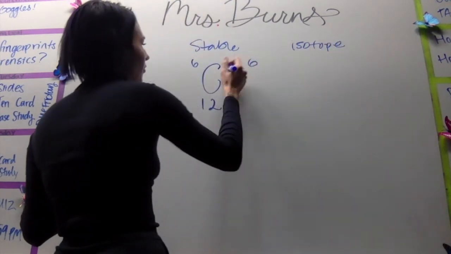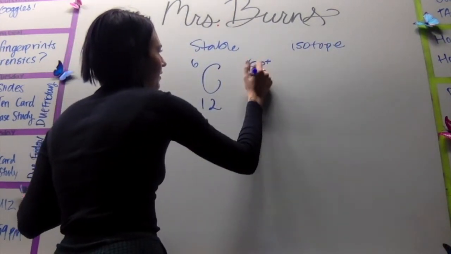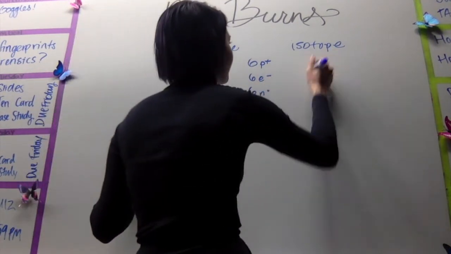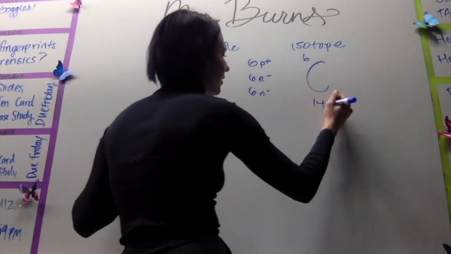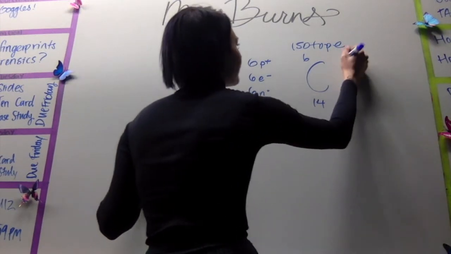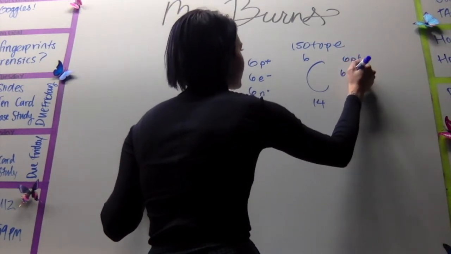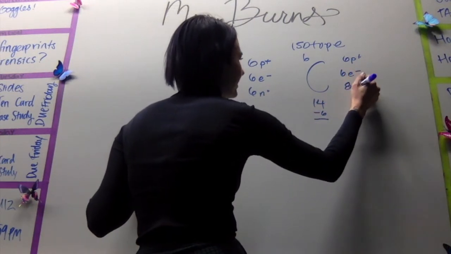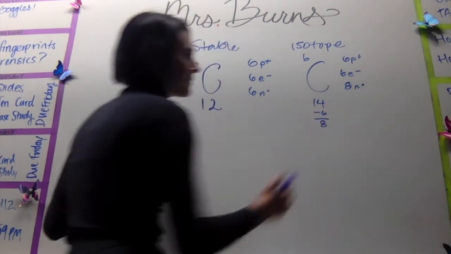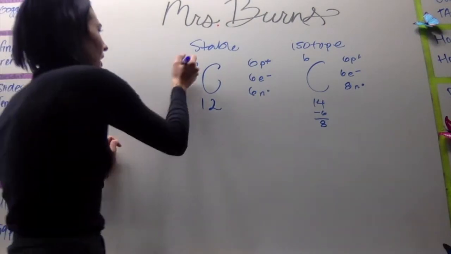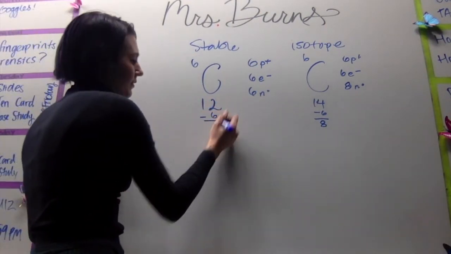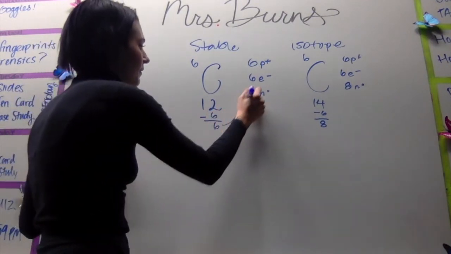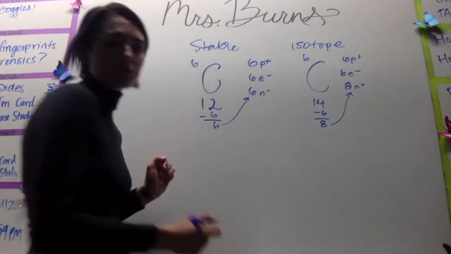In a stable form, carbon has 6 protons, 6 electrons, and 6 neutrons. An isotope of carbon, for example carbon-14, has 6 protons, 6 electrons, and 8 neutrons. Remember, we can tell by subtracting the atomic number from the atomic mass. That's how we find the number of neutrons.